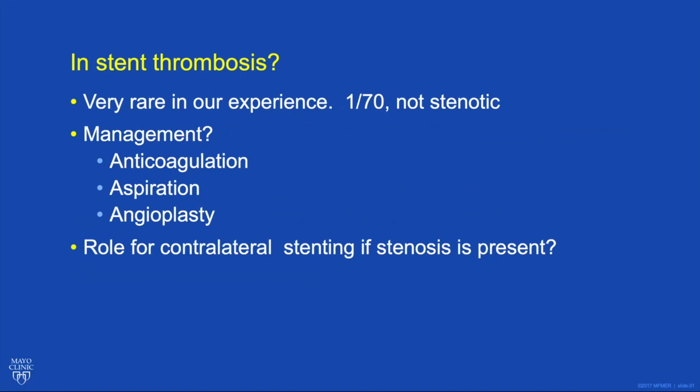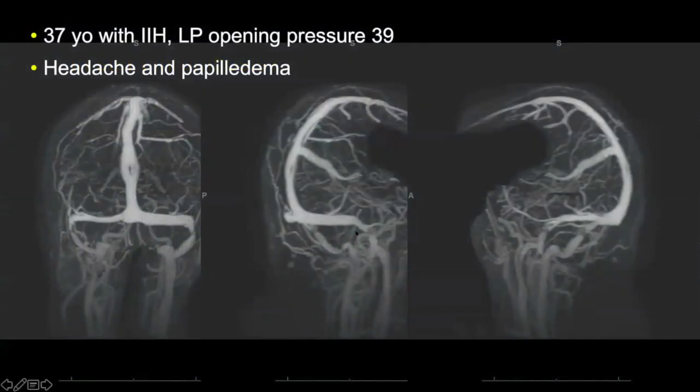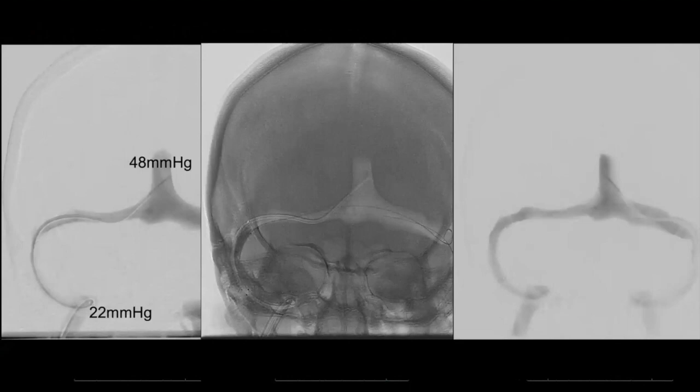Then the question comes up, and I'm going to show you a case where things were managed with contralateral stenting. This is a patient that was referred to me by a colleague who gave me permission to share this case. It was a young lady with an opening pressure of 39, headaches and papilledema. It looks like a long, maybe extrinsic, stenosis.